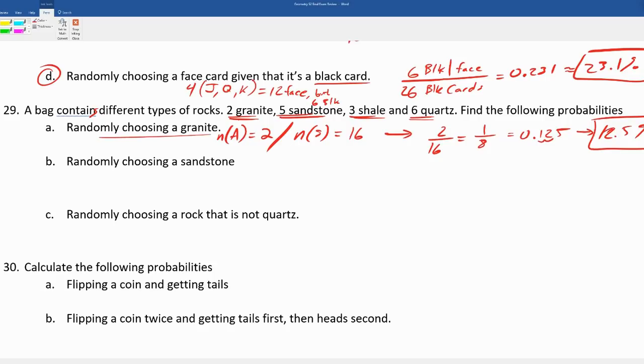Randomly choosing sandstone, same kind of concept. That's definitely for you. Randomly choosing a rock that is not quartz, I want that to be you. Yeah. Think about the complement. All right, not quartz. So think about this, and this is my hint. 100% chance you're pulling something out, minus the probability that it's a quartz, and you're going to find out what that chance is.